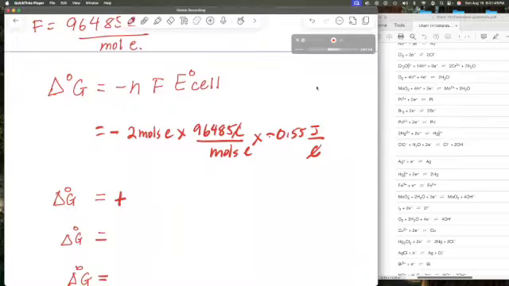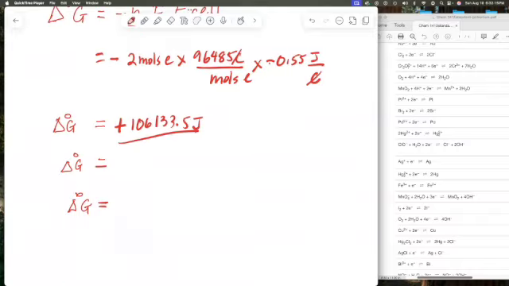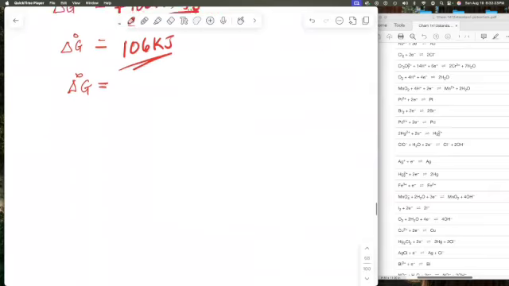So I'm going to make it 2 times 96485 times 0.55. I get 106,133.5. This is going to be joules, right? So it's going to be divided by 1,000, 106 kilojoules, if you want to round it up like that.